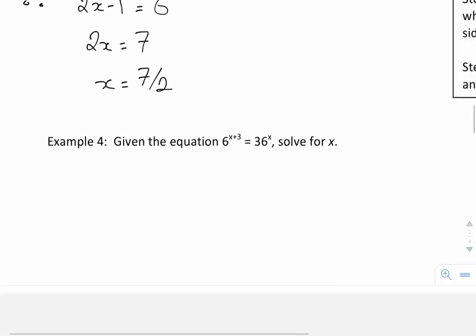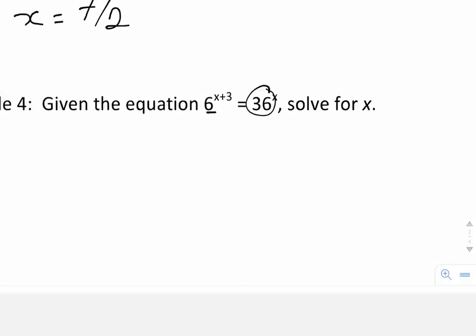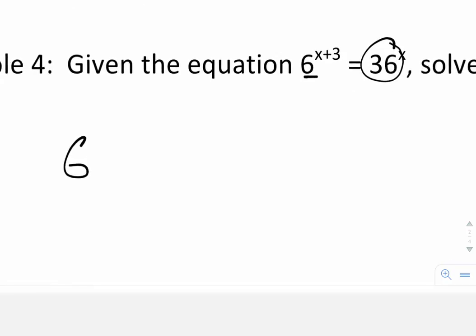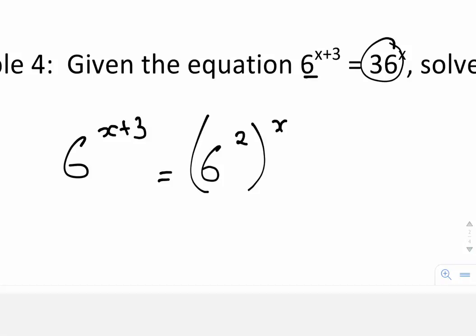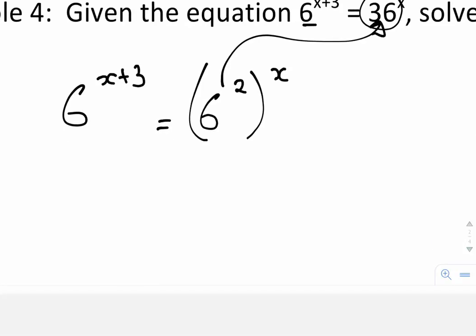For the next one, you'll notice that our base is, well, 36. I can recognize that's a power of 6, and I have 6 on my left-hand side. So I'm going to do the same thing. When you write the equation, I'll write 6 to the x plus 3 equals 6 as my base, 2 as my exponent, x as my exponent outside. Remember, I'm just rewriting 36 as 6 squared.